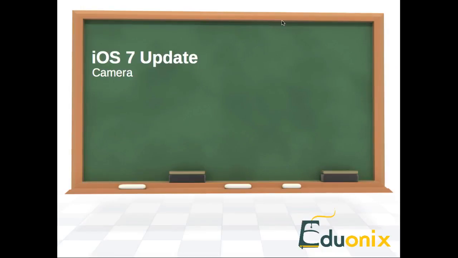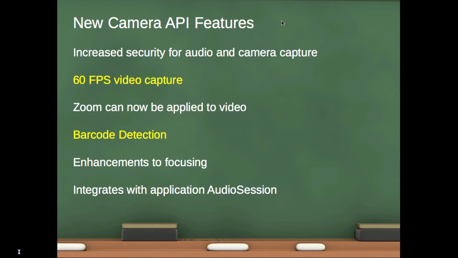Hi, in this video we want to discuss the new camera APIs that are available in iOS 7. The API features increased security for audio and camera capture in various markets, and we'll talk about that a little bit in passing. 60 frame per second video capture across the board that supports editing and so forth all throughout the iOS 7 APIs. Zoom we can now apply to video instead of just still captures, still pictures.